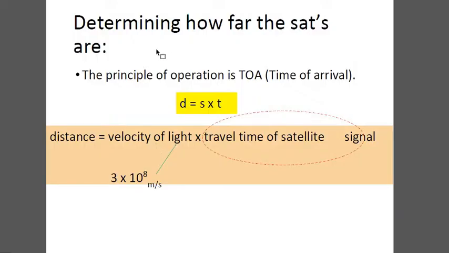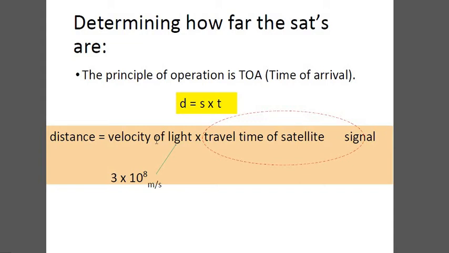Here we are determining how far the satellites are. The principle of operation can be written one more way: TOA, or the time of arrival, is equal to S into T. What is S? The velocity of light, because the data you are transmitting is transmitted at the velocity of light.